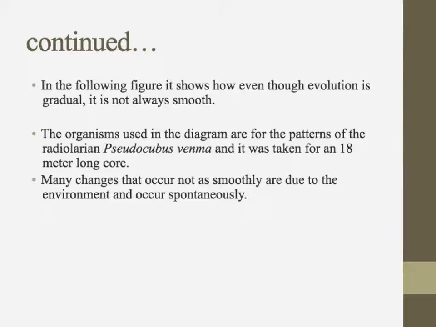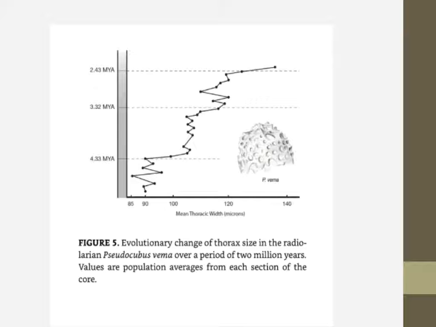In the following figure on the next slide, it shows the evolution as a gradual change, but not necessarily a smooth one. The organisms in the diagram were taken from an 18-meter long core. Many changes that occur not as smoothly are due to the environment and occur spontaneously. So we do see a gradual change here, but it's not a smooth transition.